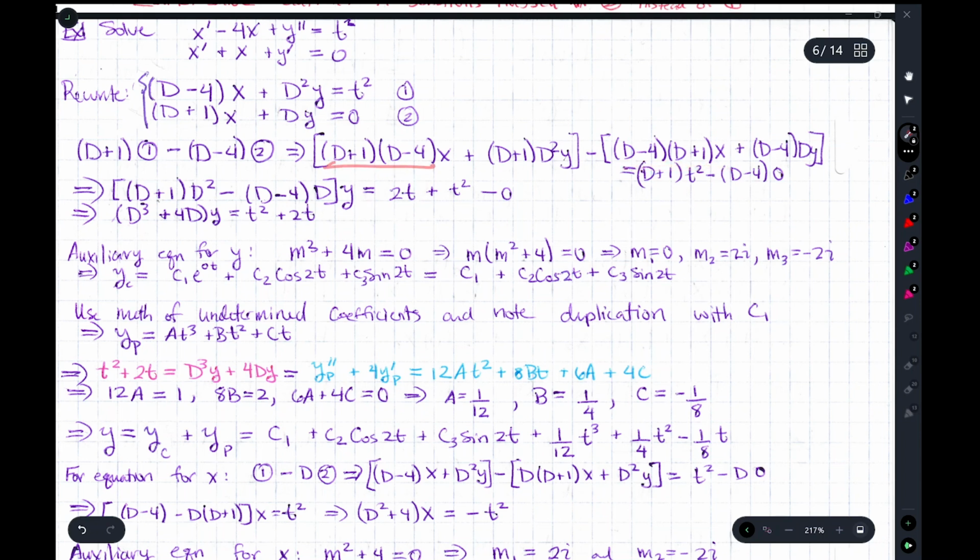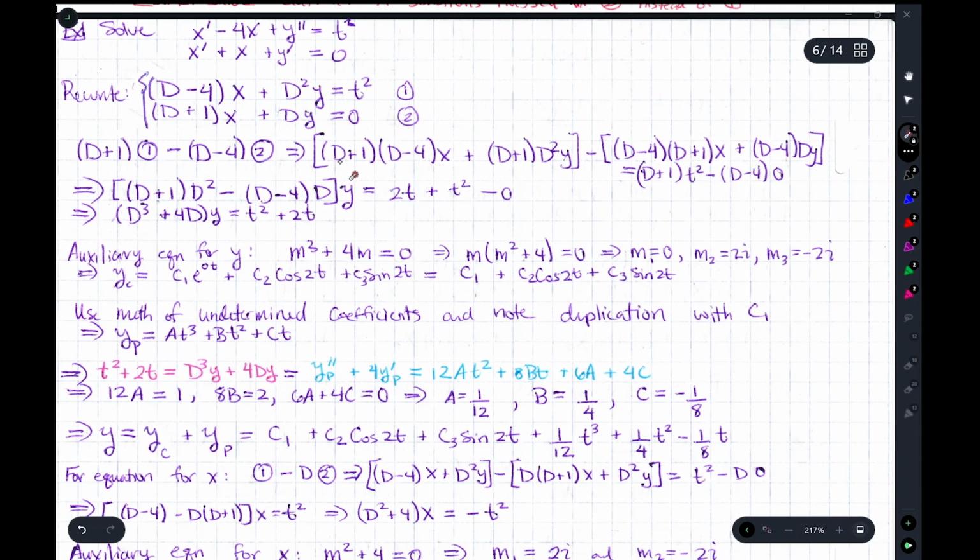And of course, because we're dealing with constant coefficients, the operators commute. That's an important point, okay? You could switch around these operators because we're dealing with equations with constant coefficients. And so this would cancel that, and you'll be left with this term minus this term here, okay?